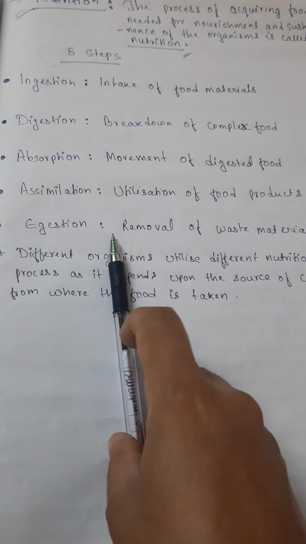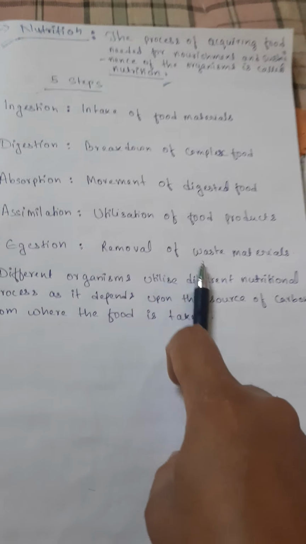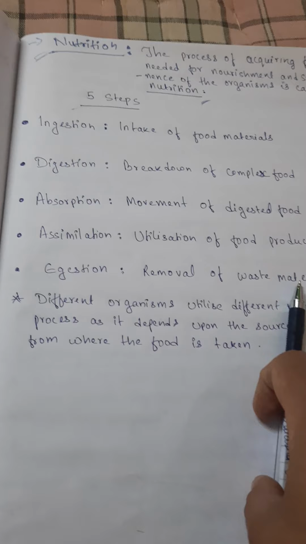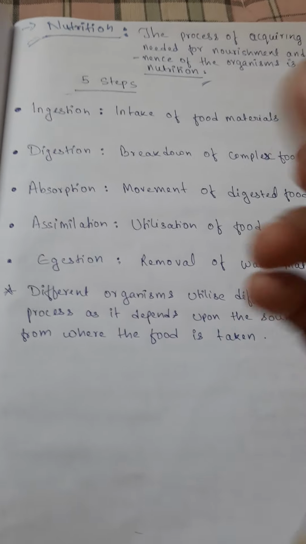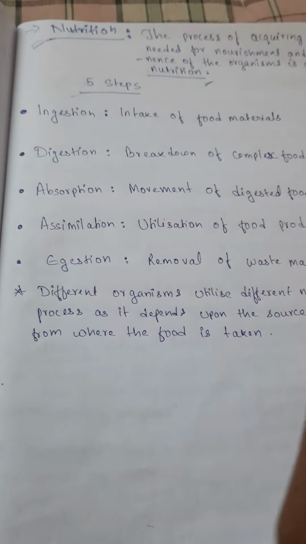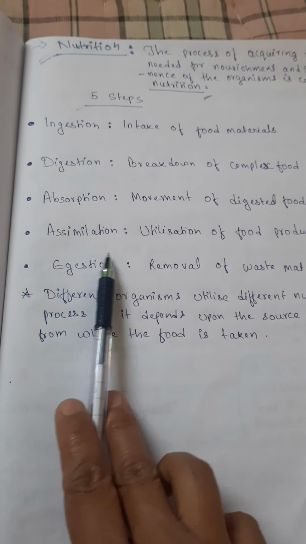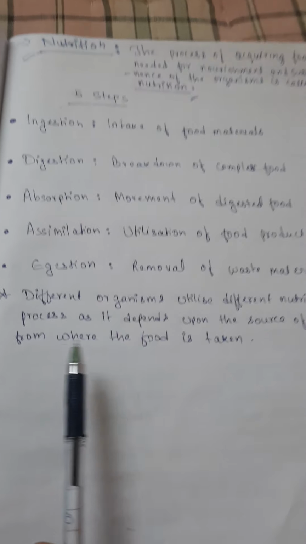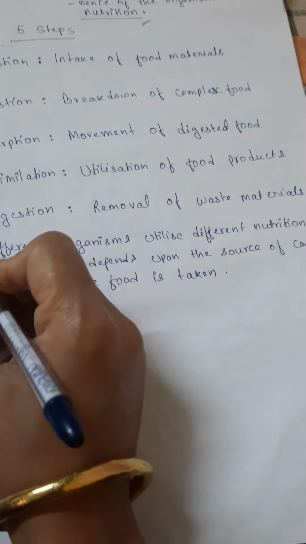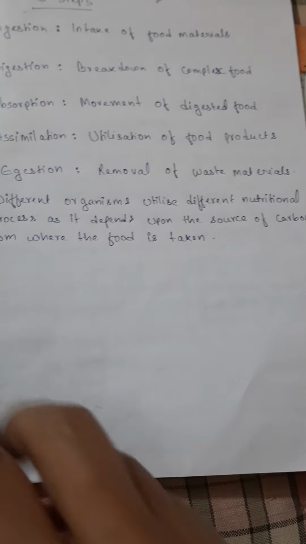And lastly, it is egestion. Egestion means removal of unwanted waste from our body. Nutrition consists of these 5 steps. Please don't forget it: ingestion, digestion, absorption, assimilation, and egestion. Now, here is an important sentence for you to understand, which will make it easier.